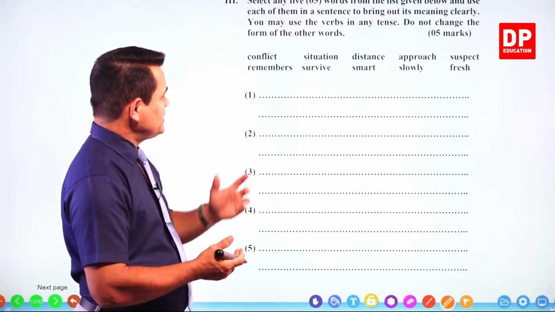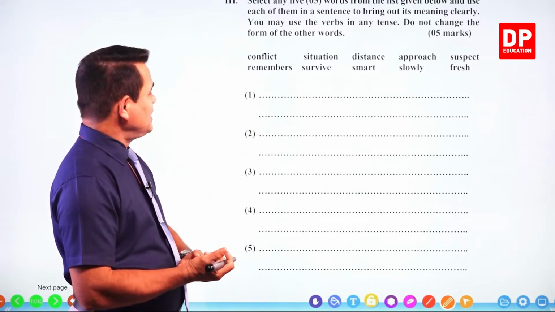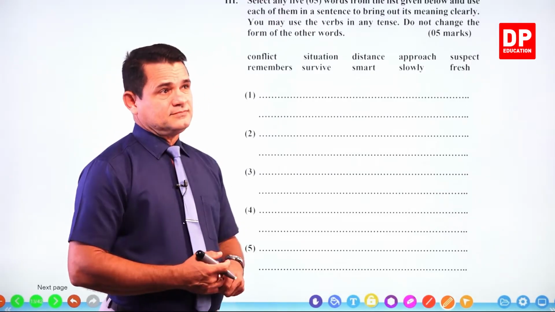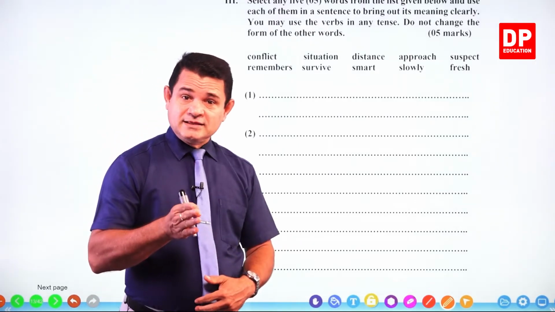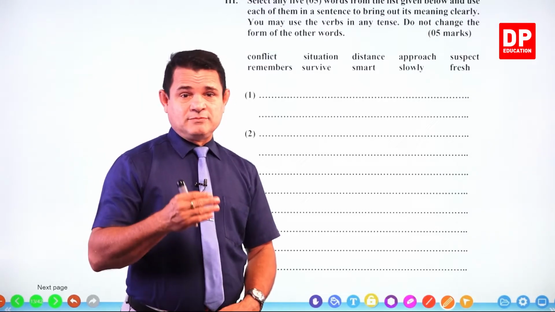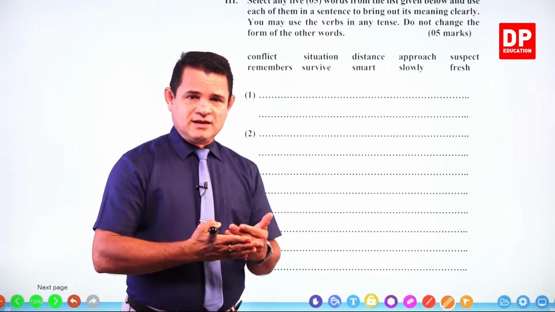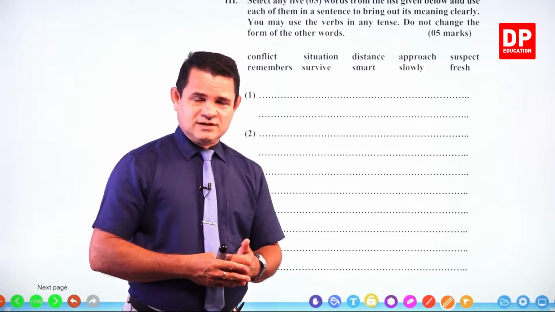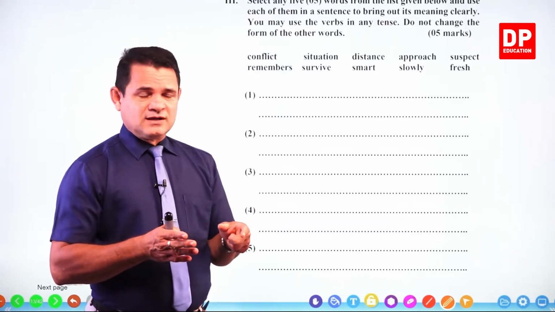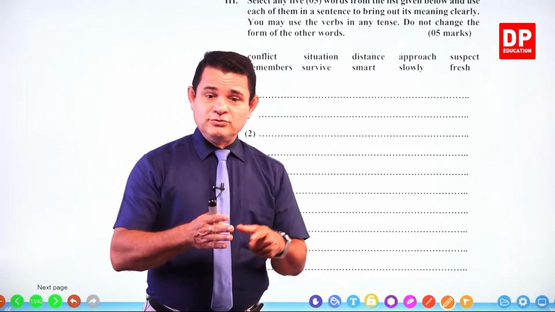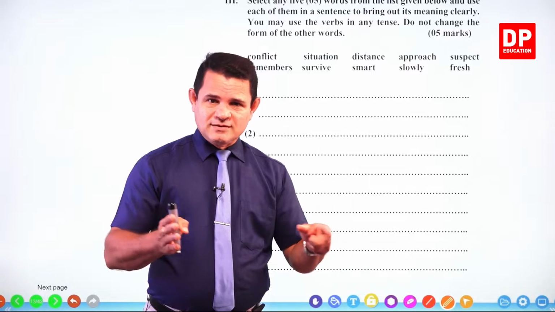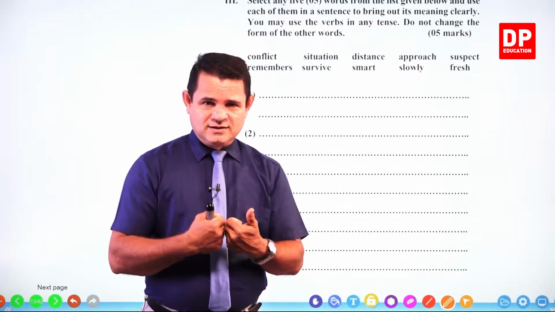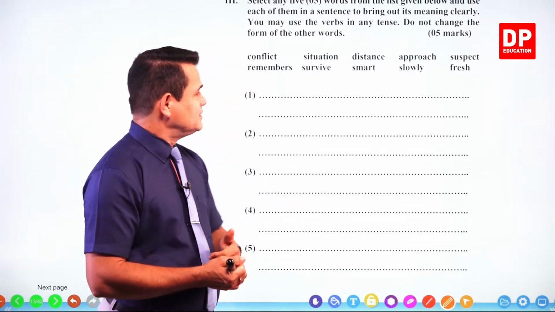Right. Now let's try to write some sentences. I'll discuss all of them. When you say conflict, the ethnic conflict or the conflict between the army and LTTE began several years ago. Or the conflict between the two teams. Right. So likewise you can make sentences.